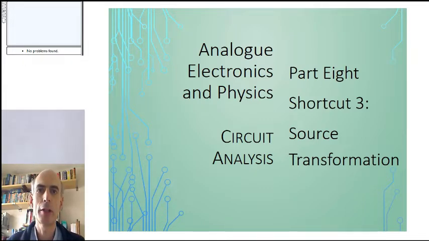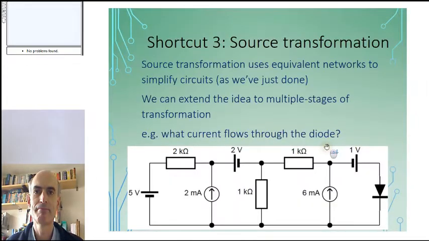This time we're looking at a technique called source transformation, and it can be used to solve circuits like this one. We're asked what the current is flowing through the diode.